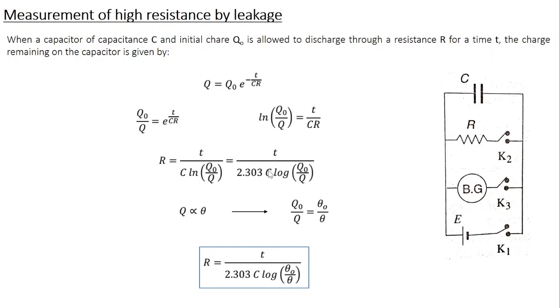So if you know the value of the capacitance, and if you know for how much time the capacitor is getting discharged, then if you make a measurement of Q0 by Q, you can calculate the value of the unknown resistance. Now, there are different ways of doing it. One of the ways is to use a ballistic galvanometer. Probably you have used this in your lab experiment.